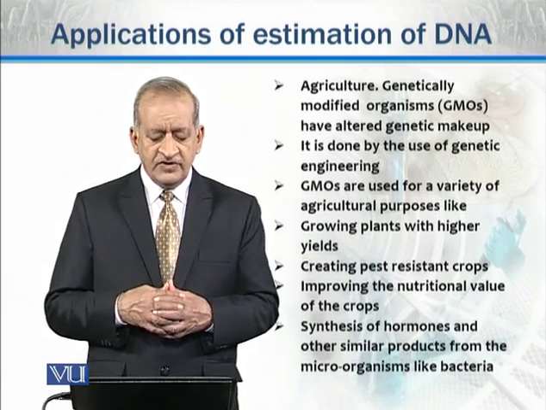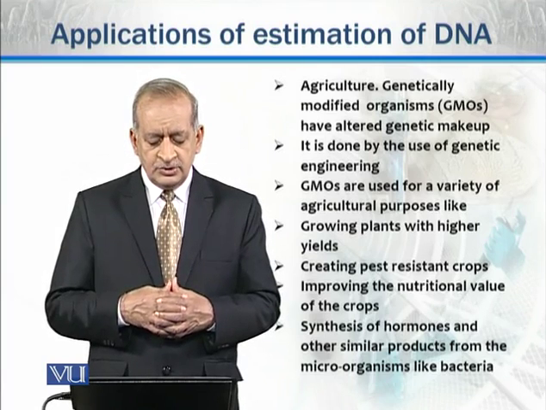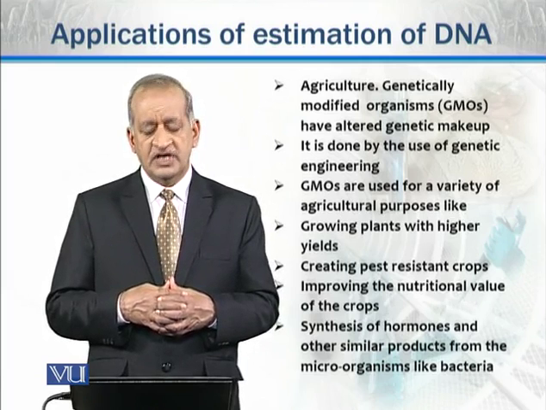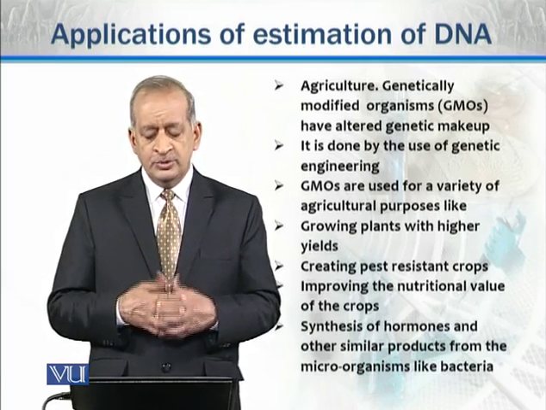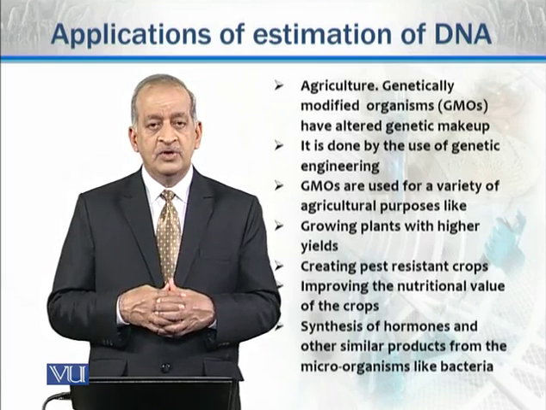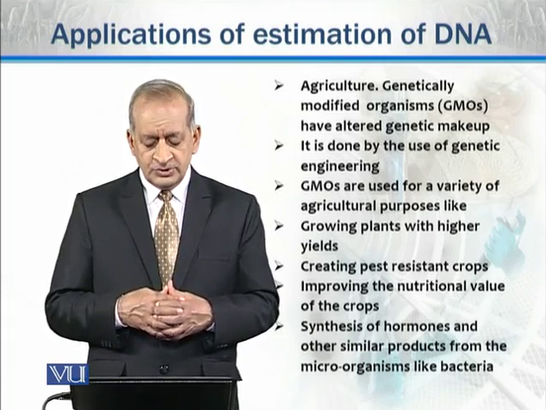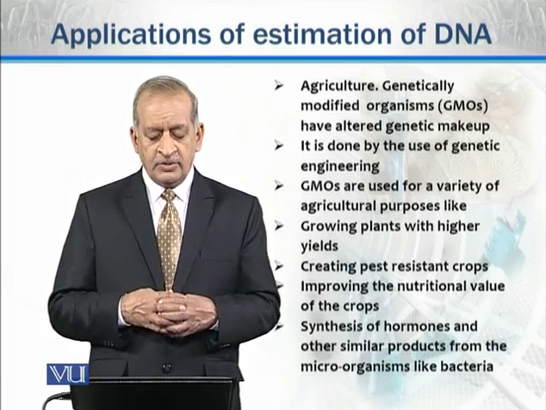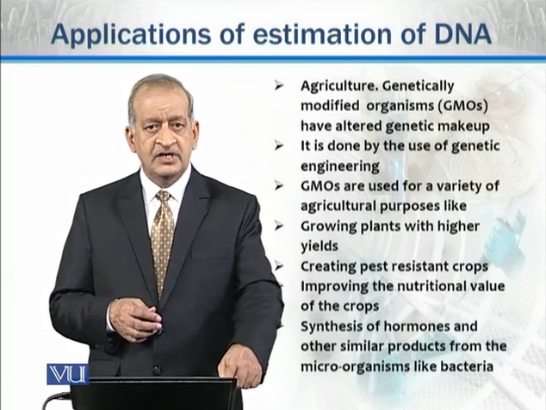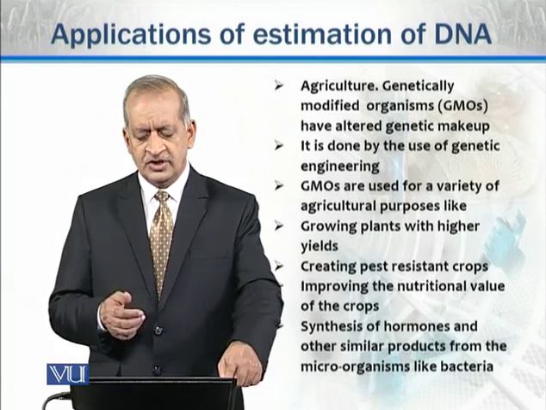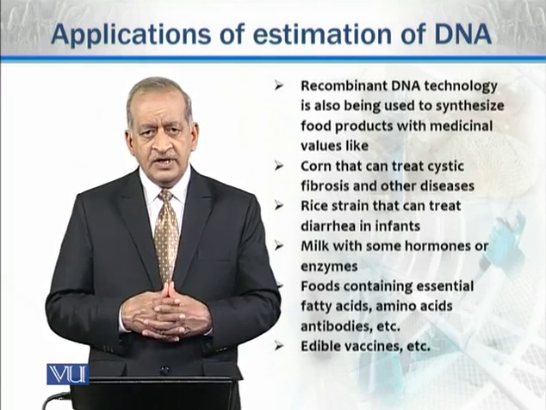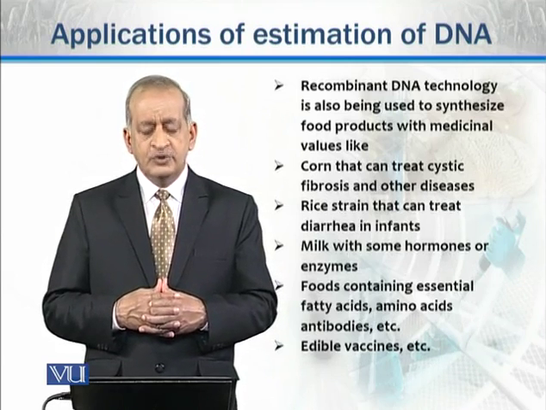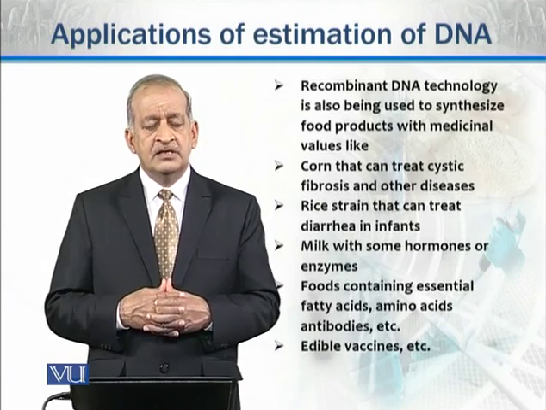increase productivity from the plants, to have pest resistance in the crops, and similarly to improve nutritional value of the crops. It is also used in the synthesis of hormones and other products like enzymes from micro-organisms like bacteria and fungi and other organisms. Recombinant DNA technology is also being used to synthesize food products with medicinal values.